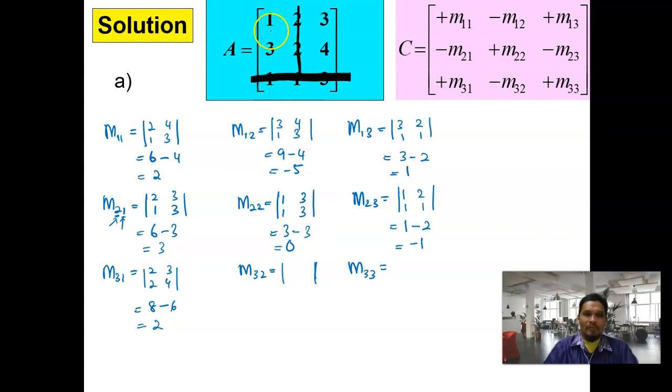So what we have here now? 1, 3, 3, 4. So 1 times 4 equal to 4 minus 3 times 3 equal to 9. 4 minus 9 equal to negative 5.